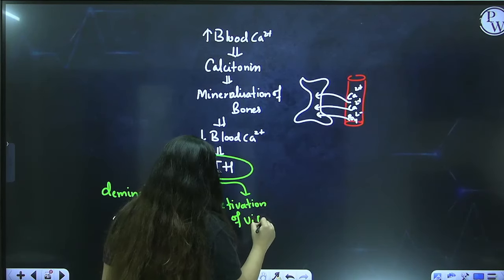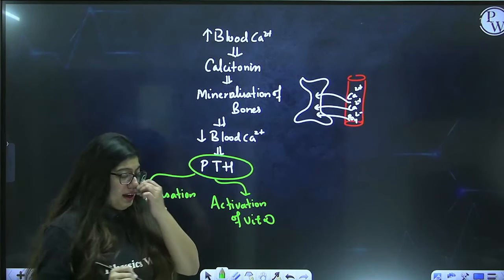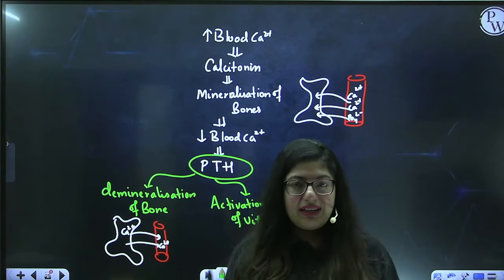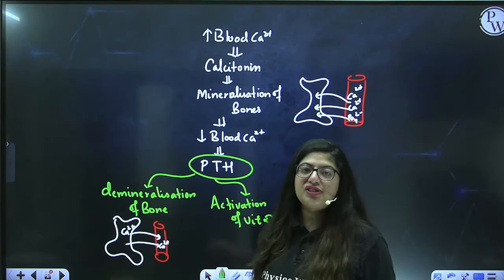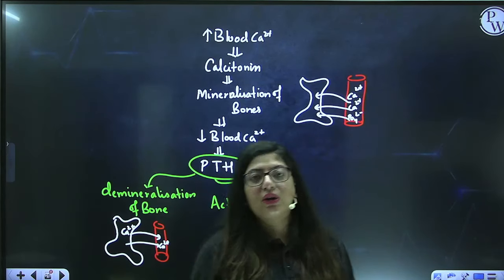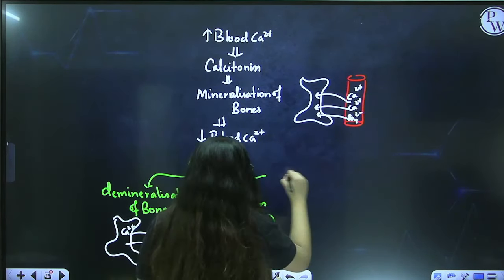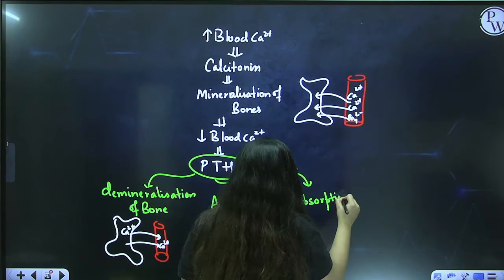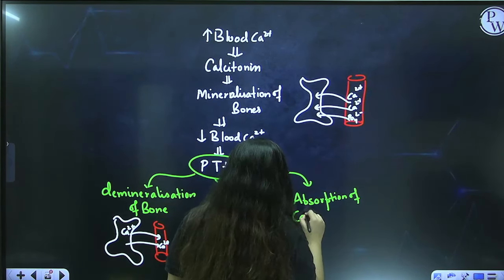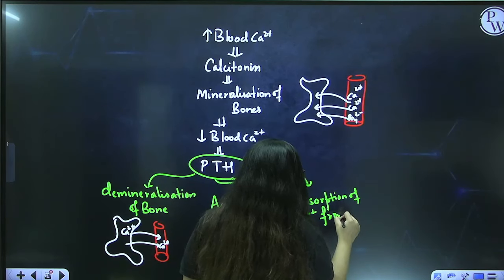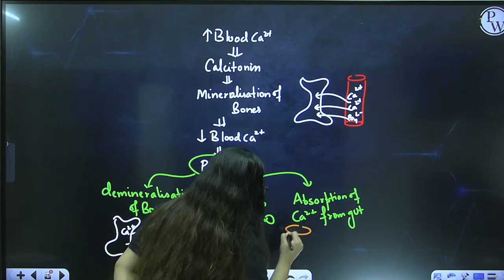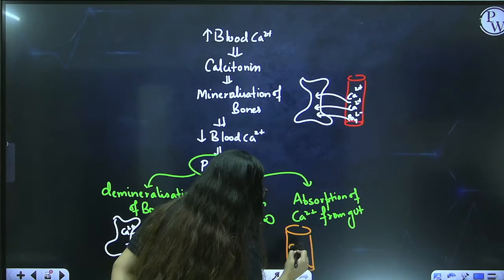Why vitamin D? Because if vitamin D is more in your body, then it can cause the absorption of calcium ion from your gut, right? So it also does a function, that is absorption of calcium ion from gut. Let me tell you how. For example, this is your gut and you drank milk.